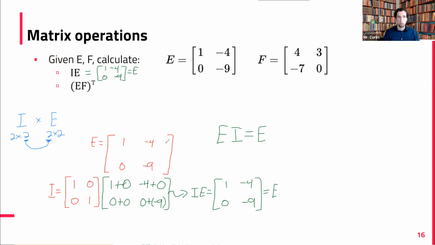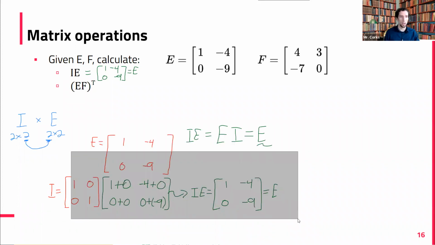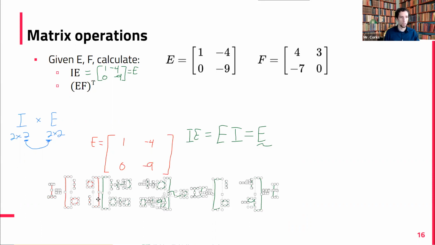So I times E is equal to E times I, which is also equal to E. This is identity. You might now be thinking, well, what was the point of that? If the result is just the same thing that we started with, why did we bother doing that?